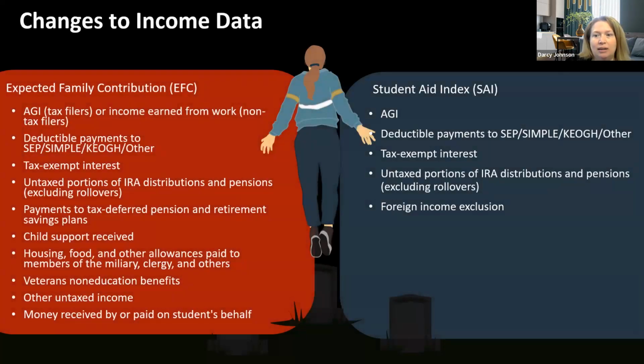All right, so I said there were some changes to income. Right now, everything that you see on the left-hand side of the screen is the income data that is used to calculate the EFC, or expected family contribution. You can see the list on the right for the Student Aid Index is much shorter. So now the only income data items that will go into the SAI formula are the adjusted gross income, deductible payments to the SEP, Simple, KEOGH, or other investments, tax-exempt interest, untaxed portions of IRA distributions and pensions, unless it was rolled over into another qualifying account, and a foreign income exclusion.